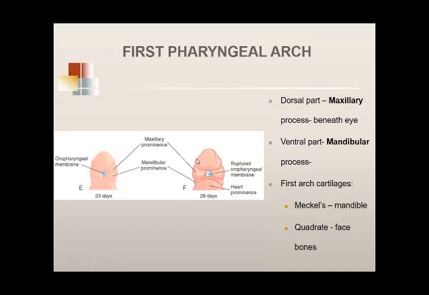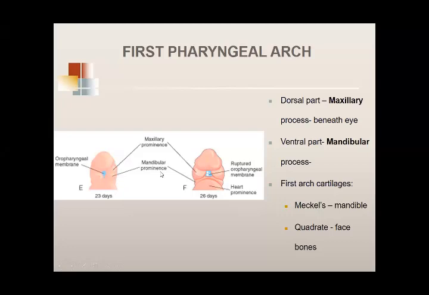This is the developing brain. Over here would be the eyes. So the maxillary prominence is under the eyes, and this is the mandibular prominence here. And between the two, this is the oropharyngeal membrane, which is now beginning to rupture. ये देख लीजिए, ये prominence जो है, this all is the first arch.